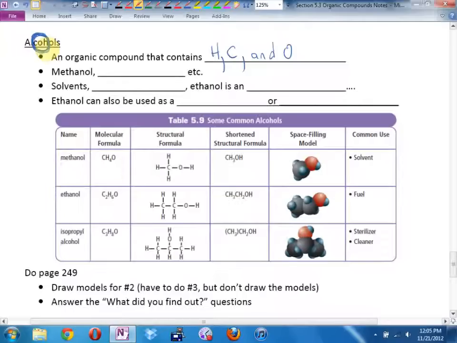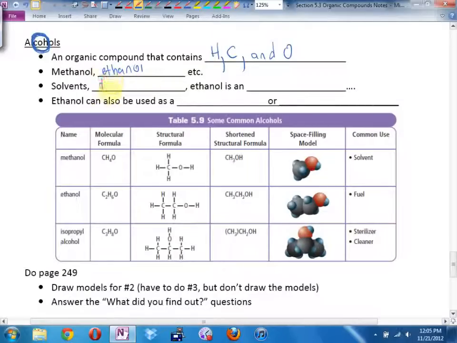Okay, hopefully you picked up how you can figure that out. Okay, there's my memory trick. So we have methanol. Ethanol is another alcohol. There's all sorts. Where are they used? They're used in solvents. Solvents are chemicals that will dissolve other solids away.